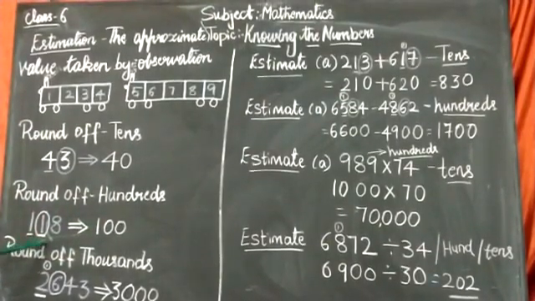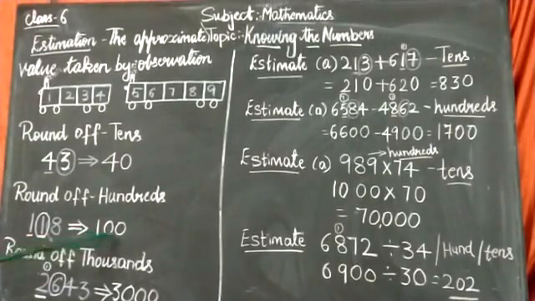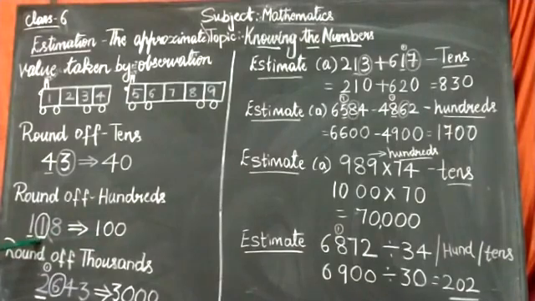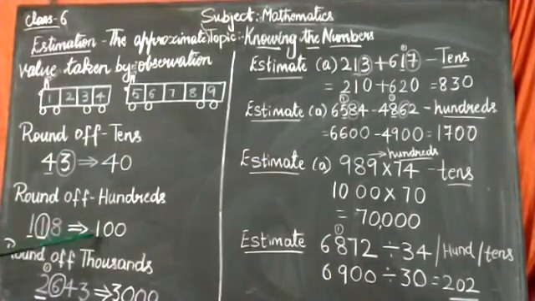What do you have in tens there? 1. So the ones value will be 0. What do you have in tens place there? 1. So it is less than 5. We write 0 here and 1 as it is.